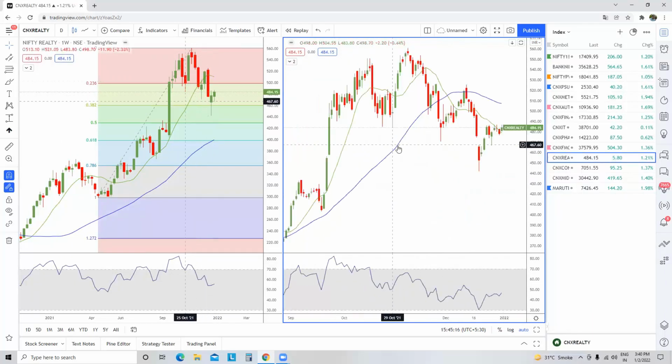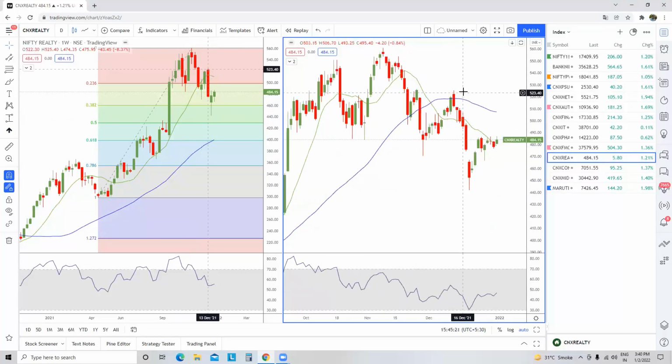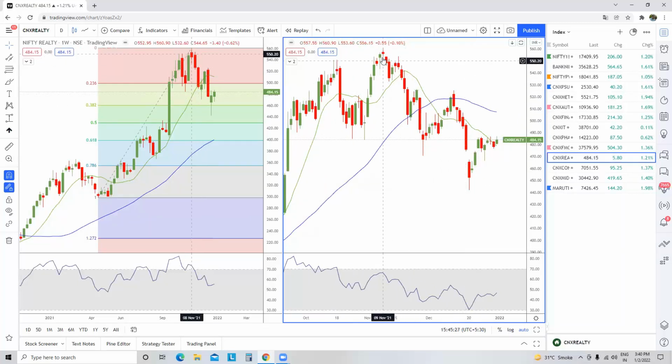And to entirely change the look of this particular sector, we'll need the prices to close above this particular resistance band, which is around 526, because as per Dow theory, if you check, we are still in a downtrend, making lower highs and making lower lows.